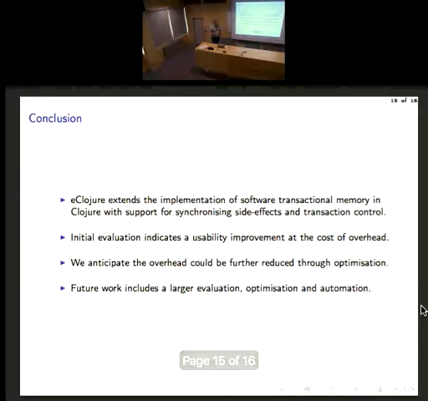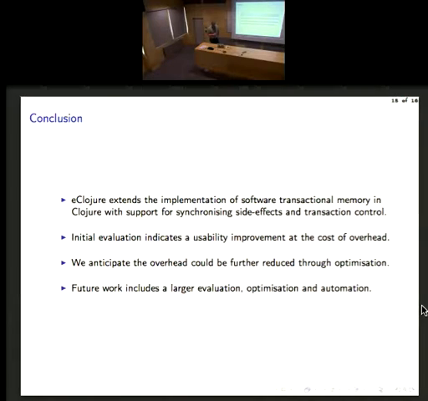And last, the conclusion. We created eClojure that extends software transaction memory in Clojure with support for synchronization of side effects and performing explicit transaction control. We have performed some initial evaluation, and it indicates that we are getting some usability enhancements at the cost of a slight constant overhead when we execute the transactions due to some extra instrumentation to support the transactional control features. However, this is still only our initial evaluation.